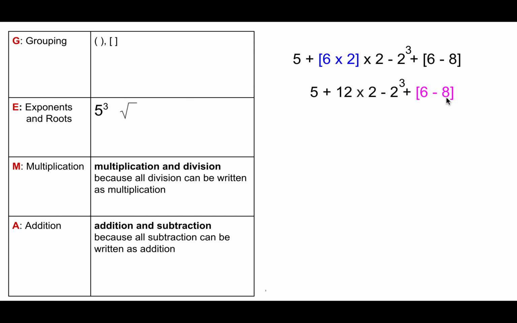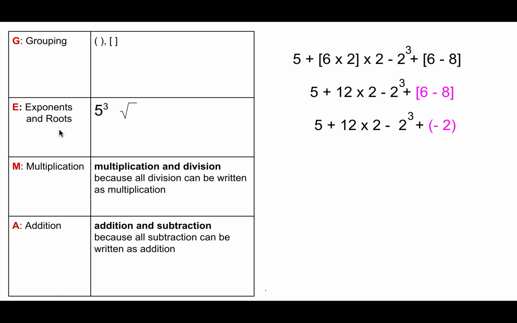So the difference of 6 and 8 is negative 2. So I bring everything down except the 6 minus the 8. I replace it with the negative 2. Notice the 5 comes down, the plus 12, multiplied by 2 minus 2 cubed plus a negative 2. Again, 6 minus 8 is negative 2. Notice it's getting a little bit smaller. Every time we do a step, it's going to get smaller and smaller. Okay, let's see. I don't see any more groupings, so we're done with the G.